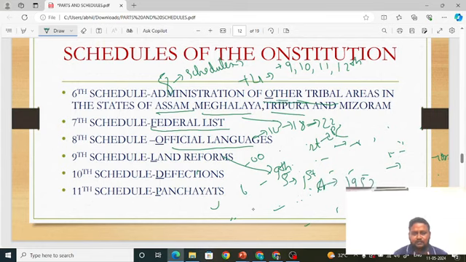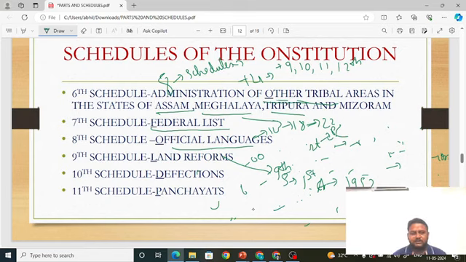9th schedule, land reforms. You know that at that time land reforms were made, that is, land to the landless. So land reforms were included in the 9th schedule through the First Amendment Act in 1952. Is judicial review available for the 9th schedule? Those who are learning in depth about the concept will know, so please comment about it. Some people may not know judicial review; we will discuss that in future classes. Don't worry if you don't know.